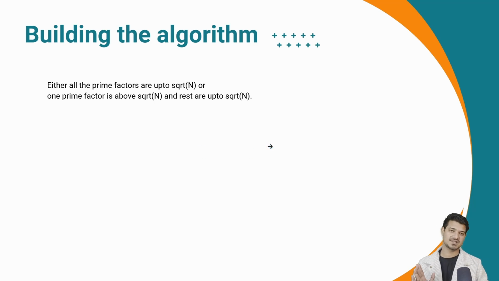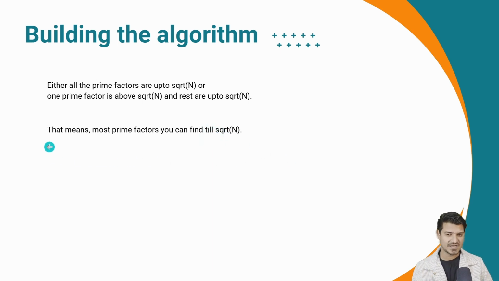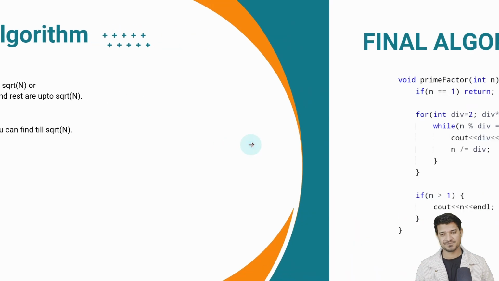Now let's build the algorithm. So either all of the prime factors are up to square root of n, or there will be one prime factor which will be above that. So if you run a for loop till square root of n, you'll find most of them. Except if there exists one prime above square root of n, you will miss only that. Otherwise, you'll find all of them. So why don't we run our for loop till square root of n only? That means most of the prime factors you can find till square root of n.